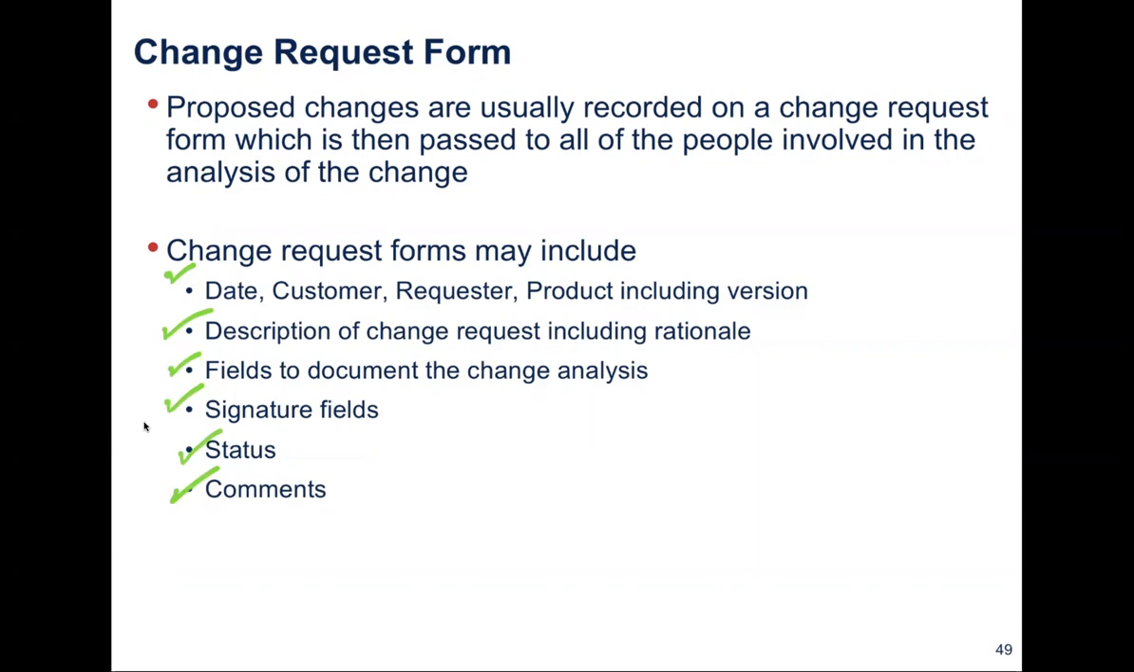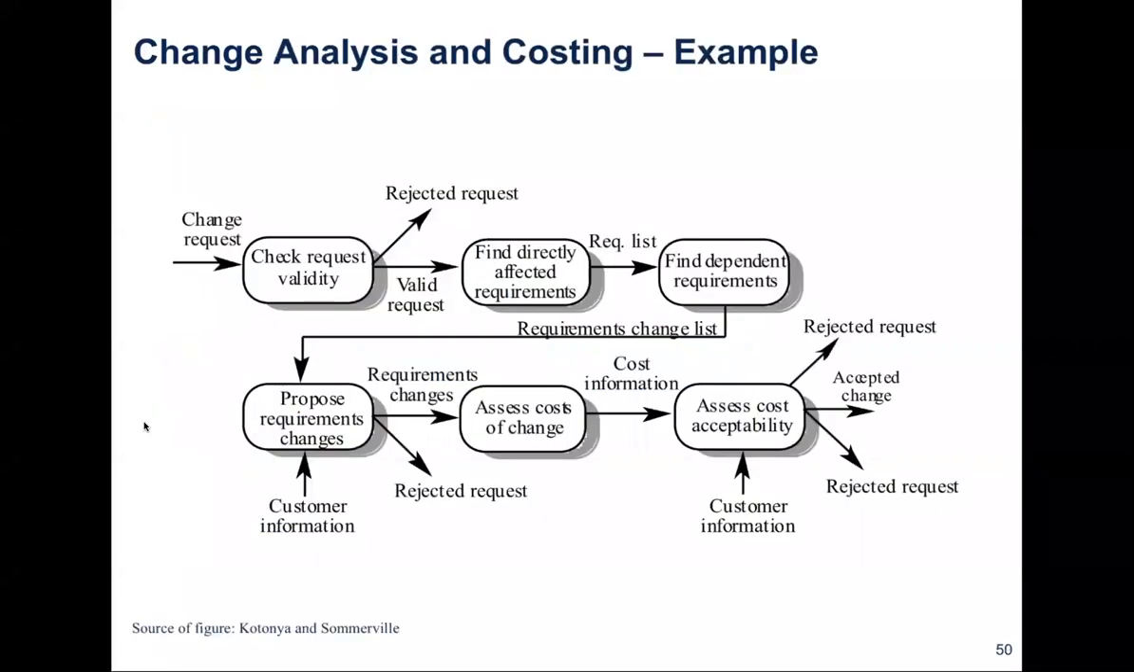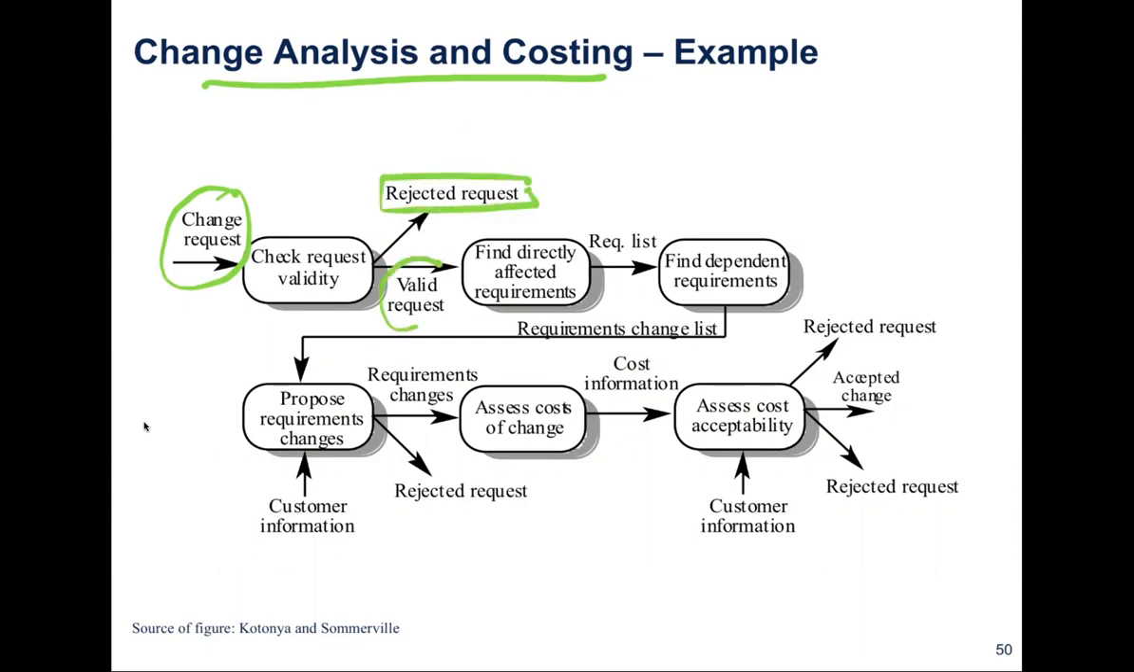So once we have the change request form, we will analyze the change and the cost of such a change, and then later on we will accept or implement the change. I would like to share with you how the change analysis and cost could be performed. So you have a change request. The first step in the change analysis and costing, you would check the request validity. At this stage, you have two options, either to reject the request or you say it's a valid request.